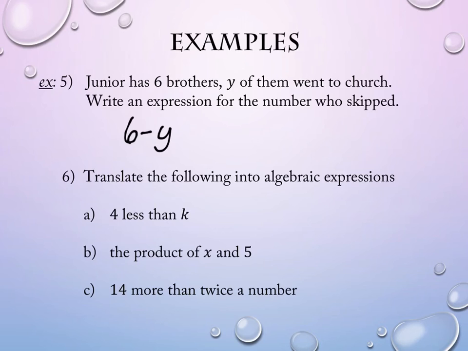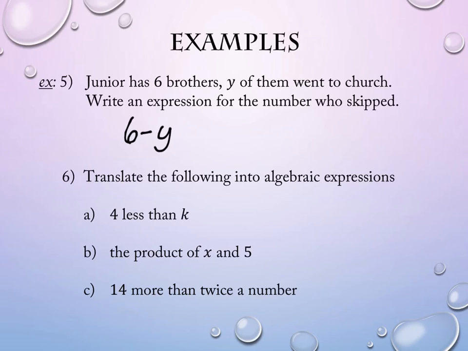Now, if it confuses you to see the Y in there, you could pretend it's a number and think what you would do, right? Junior has 6 brothers, 2 of them went to church. How many of them skipped? Well, what would you do? You'd do 6 minus 2. So if you do 6 minus 2, then you do 6 minus Y. Does that make sense? Okay.